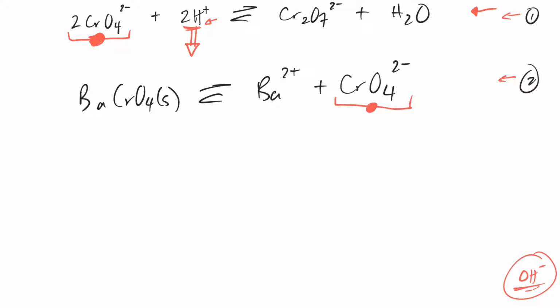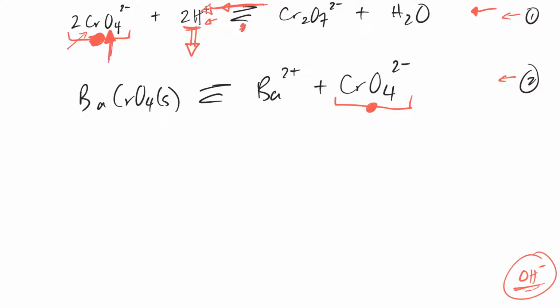If that happens, then which way will this equilibrium shift? It should shift to the left in order to compensate, to get more of that acid stuff. If it shifts to the left, then what's going to happen to this concentration? If we're making more of the stuff on the left, then this concentration is going to go up.